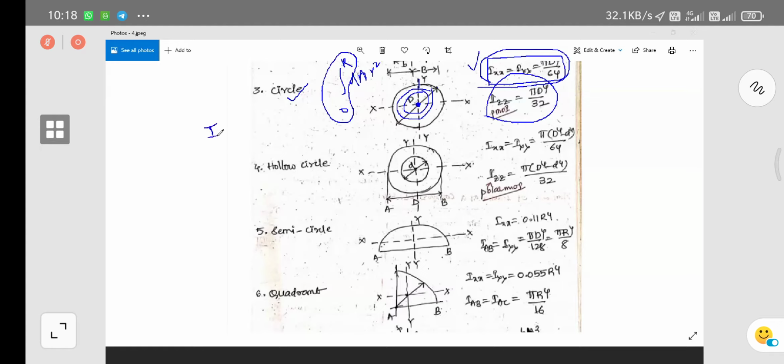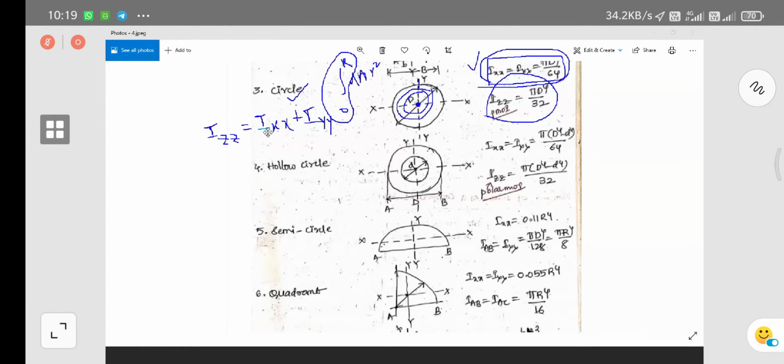Because it is a circular object, so we will call this Izz, with the ZZ axis as its perpendicular axis for this entire circle. From the perpendicular axis theorem, this will be equal to the summation of the moments of inertia about the xx and yy axes, so Ixx plus Iyy.